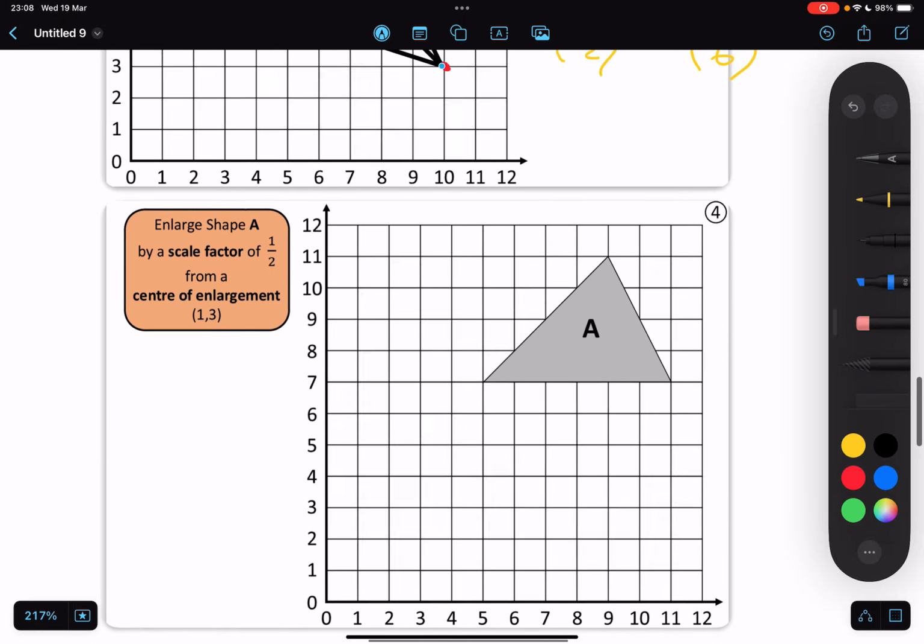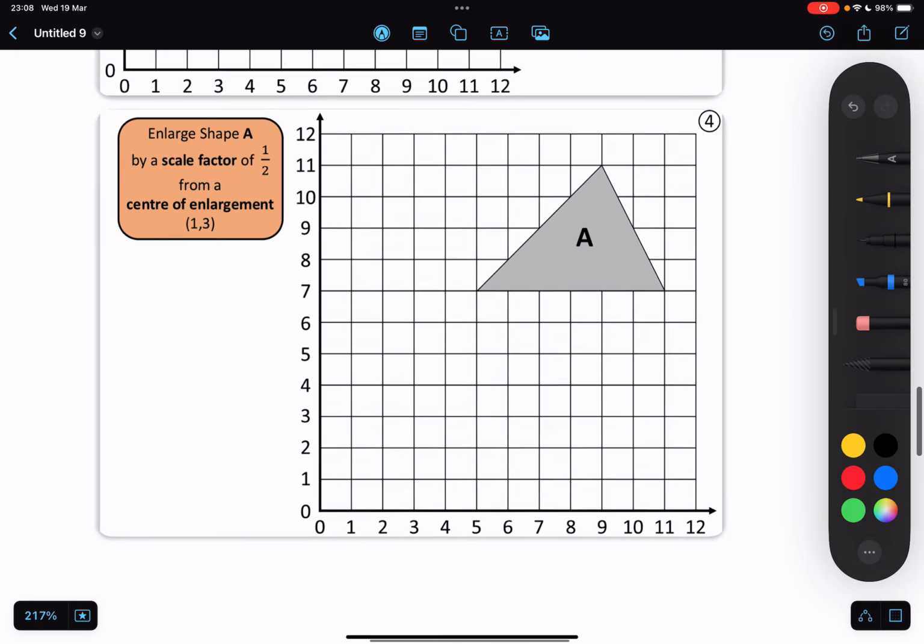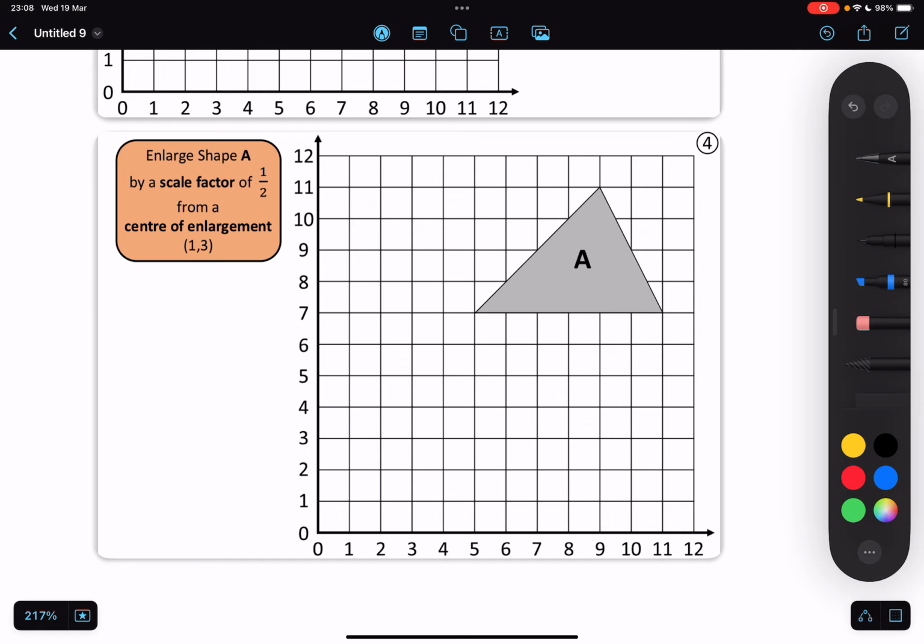Okay, now lastly, question number 4. We can see here that it says enlarge shape A by a scale factor of a half. That means make the shape bigger or smaller. So what does that mean? It means make the shape half the size.